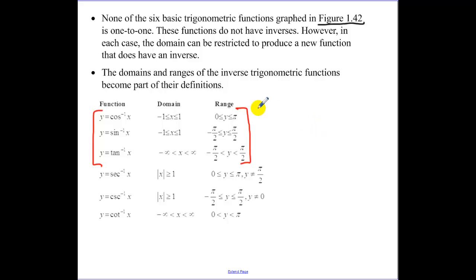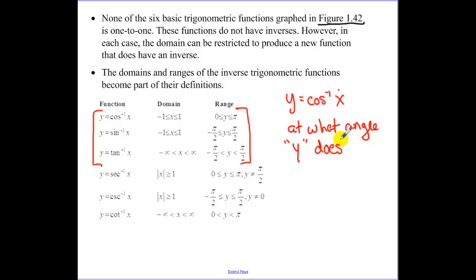Now keep in mind your range for inverse cosine. Remember, inverse cosine is kind of like Jeopardy. So at what angle y does the cosine have the ratio of x? We give you the ratio, and you now need to give me the angle. So for the range, the angles that you're going to be looking at are quadrants 1 and 2. For both inverse sine and inverse tangent, you're looking at quadrants 1 and 4. But notice how in these quadrants, you're looking at the negative angles.